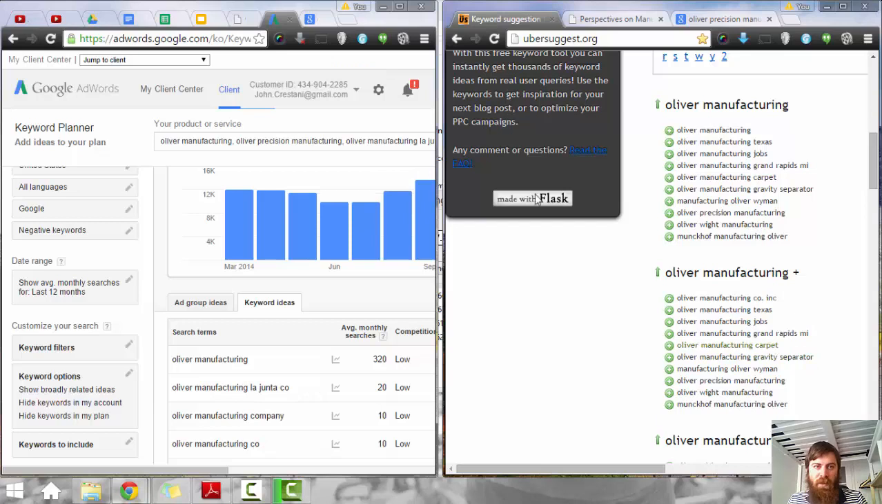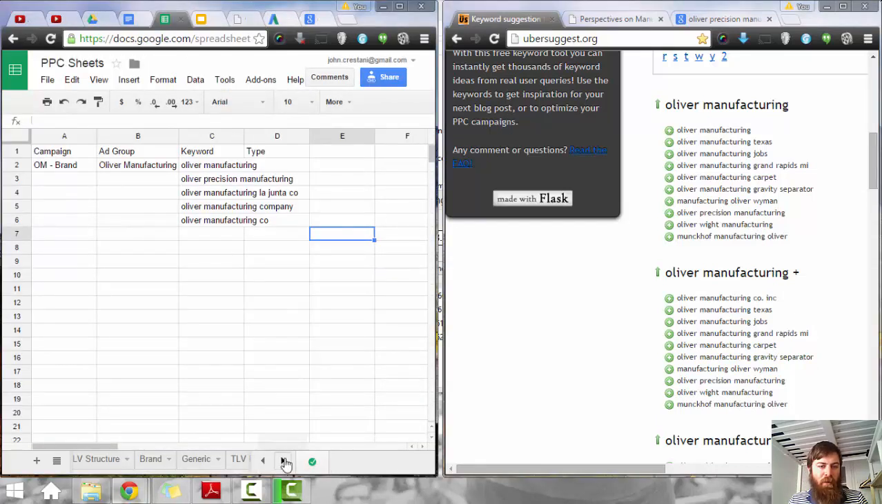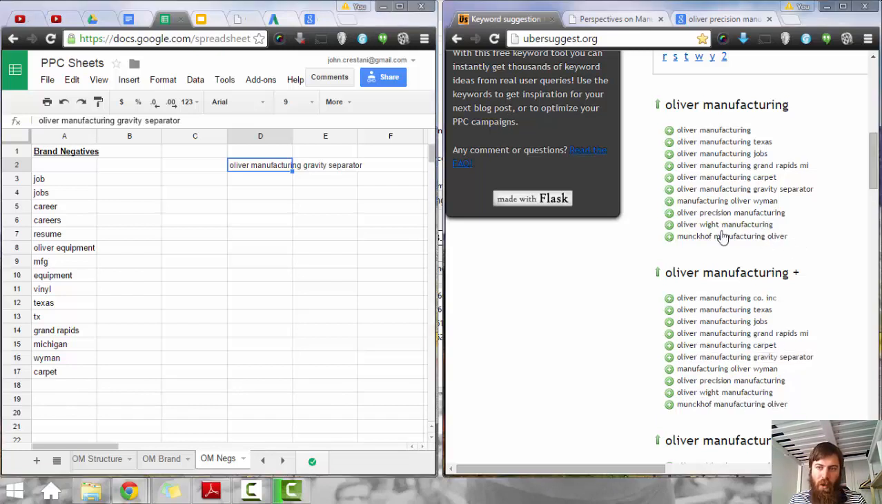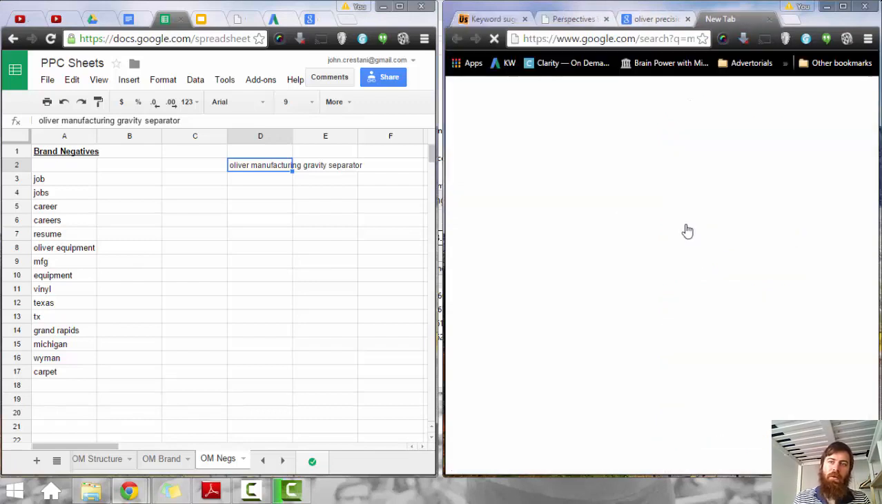Let's keep going down. We see carpet. Let's keep building out our negatives. I think we're on a good roll here. Carpet. So we want gravity separator. I'm just going to put the ones we want here. Gravity separator. We don't want Y-Man. We want precision manufacturing. I don't know what Moonkopf is. So we're going to do another search. What is Moonkopf?